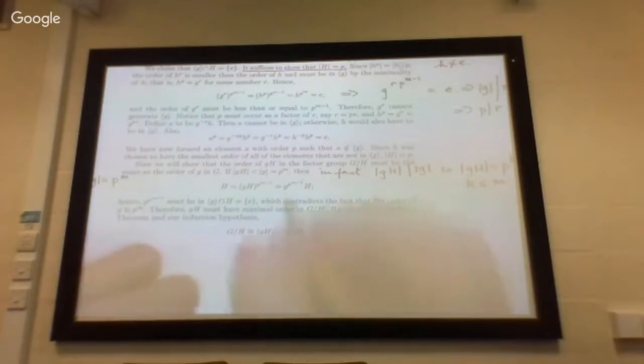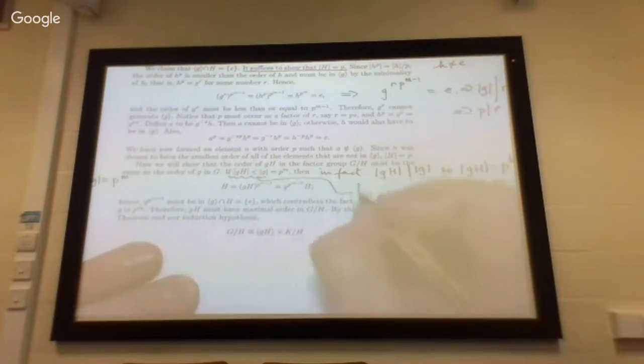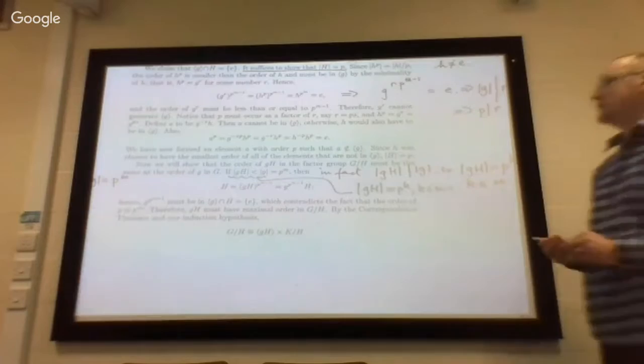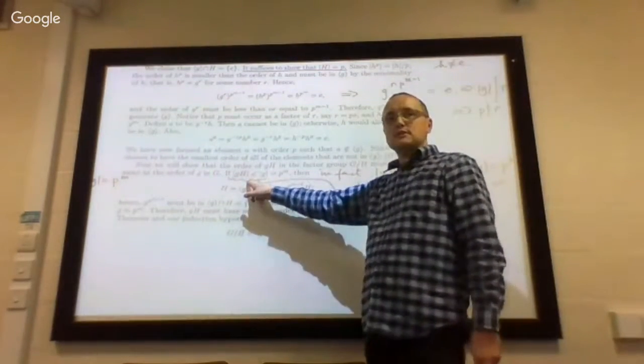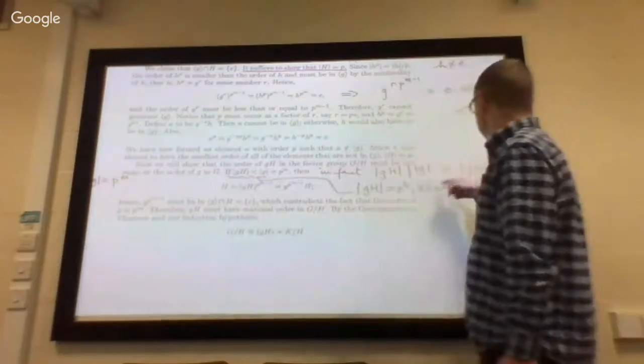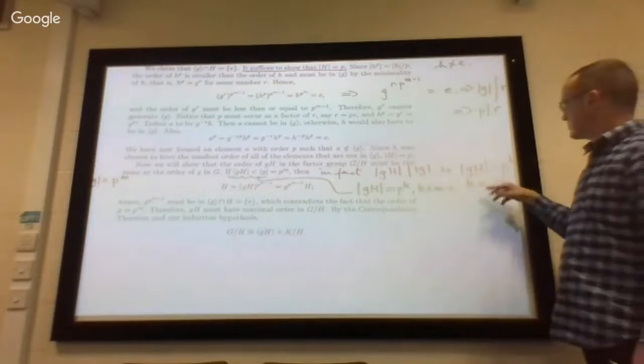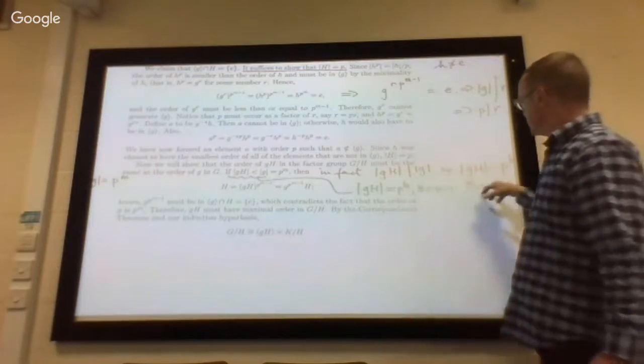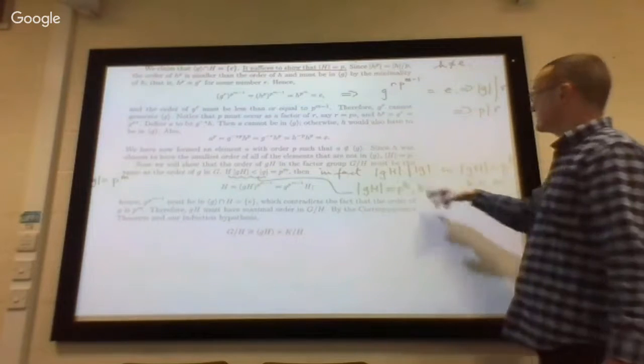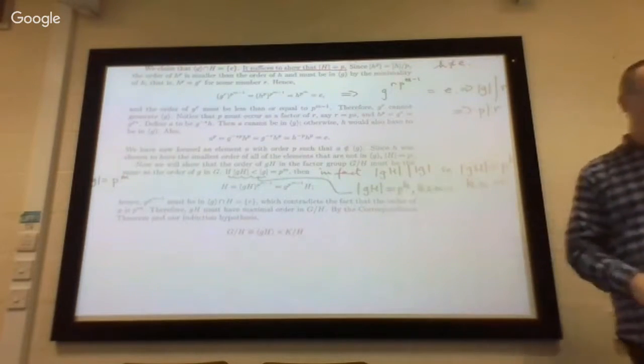So this if statement here is equivalent to the order of gH being p^k where k is less than or equal to m minus 1. That's equivalent to this statement here. We know its order must divide the order g had, so the order of this must be some power of p, but if it's strictly less than the order that g had, it can't be p^m, so it must be p^k for some k less than or equal to m minus 1.